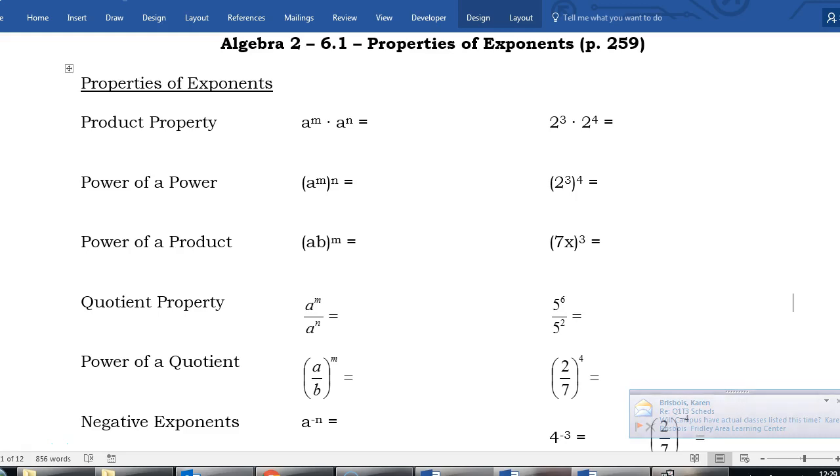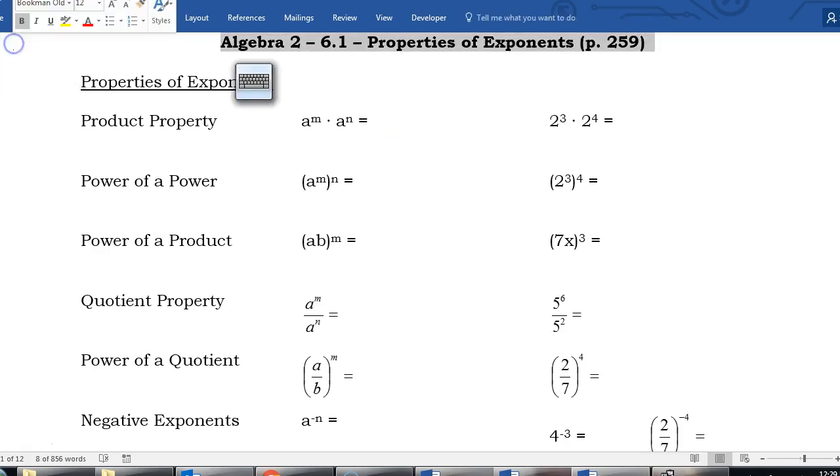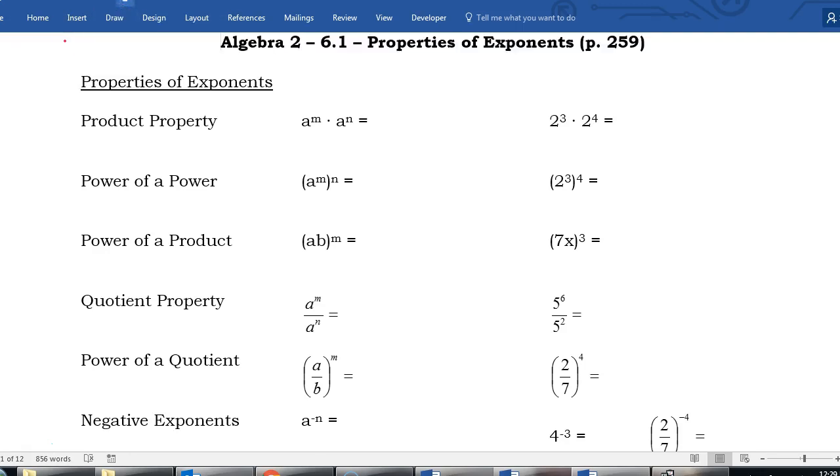When you have a base to a power times the same base to a power, could be the same power or a different one, the shortcut is that you would add these together. Your base stays the same, and then you're going to add your exponents together. And I'm going to show you the long way and the short way of why that works out.